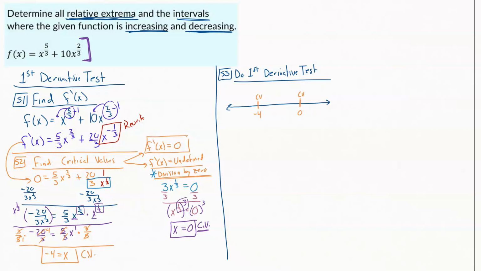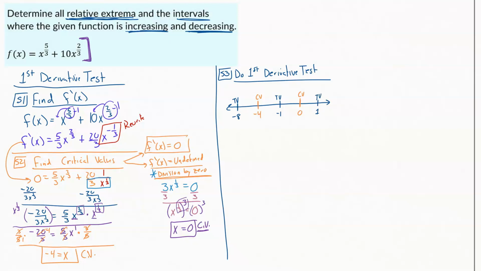After that, you need to choose test values. So we need to choose a value to the left and to the right of each of these in the different intervals we created. So to the left of negative 4, I'm going to choose negative 8. That's a test value. In between negative 4 and 0, I'm going to choose negative 1 for my test value. And then after 0, I'm going to choose 1 for my test value.